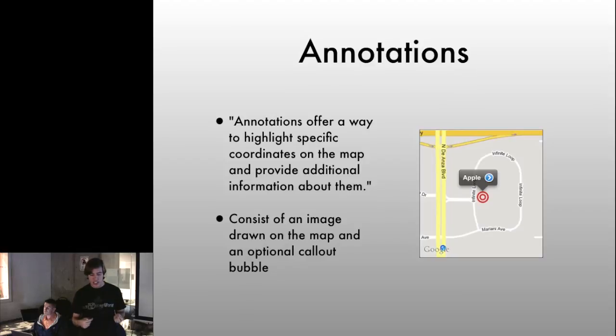So a basic annotation, as Apple puts it, offers a way to highlight specific coordinates on the map and possibly provide additional information about them. So an annotation consists of an image drawn on the map with an optional callout button. And these callout bubbles provide a space for a button on the right-hand side if you want to be able to put more information or a link to some other page for more information about that annotation.